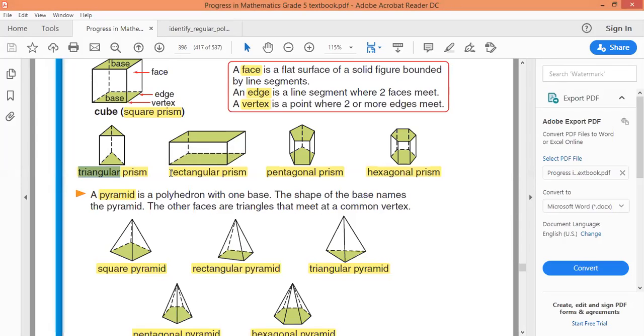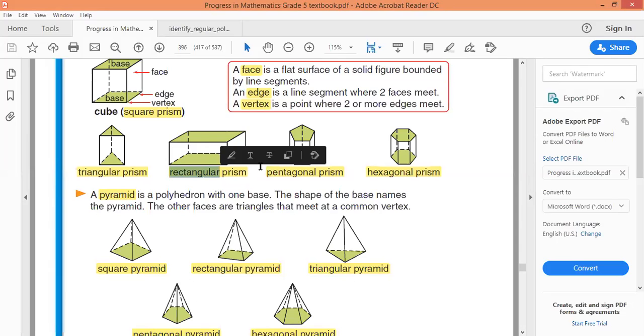Okay. Now, next one, rectangular prism. Why do we call it a rectangular prism? Who will tell me? Muhammad Hisham, tell me, why do we call it a rectangular prism? Because it's shaped like a rectangle. Yes, its base, meaning the downside and the upside, they are rectangle shape. So we call it a rectangular prism.